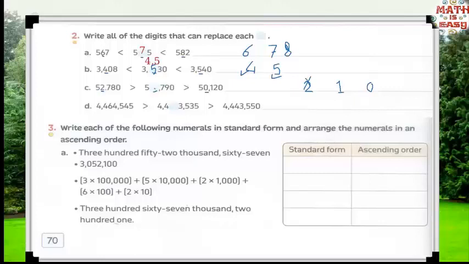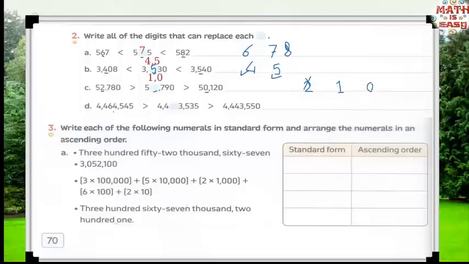Try to put 0 here. If we put 0, that means 790 is bigger than the 120 here. Yes, because 0 equals 0, but 700 is more than 100. That means if we put 0, the answer is right. Try with the first number: 790 is less than 2,780. Yes. So 1 and 0 are the right answers.